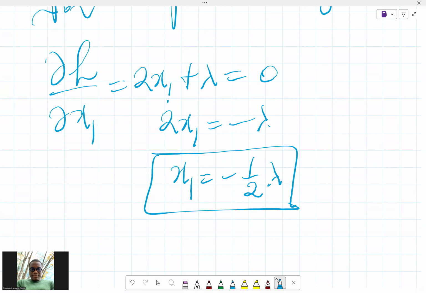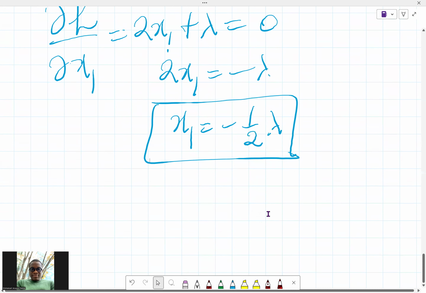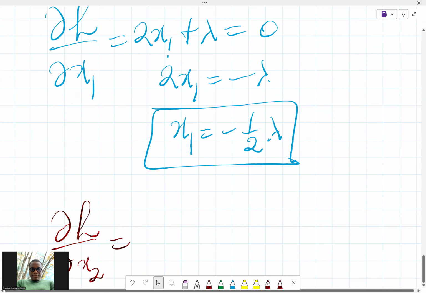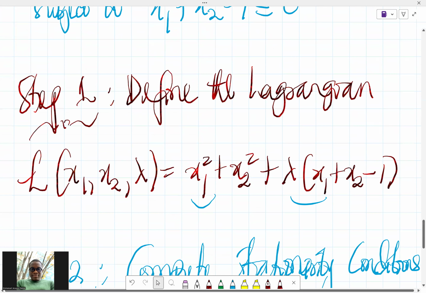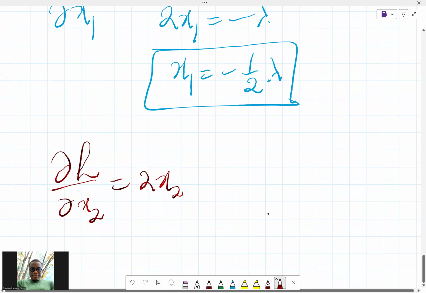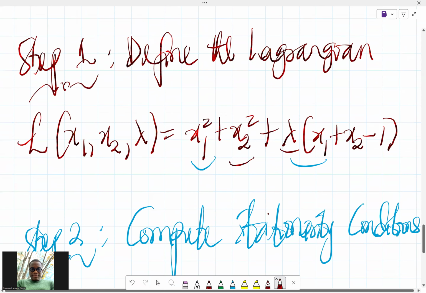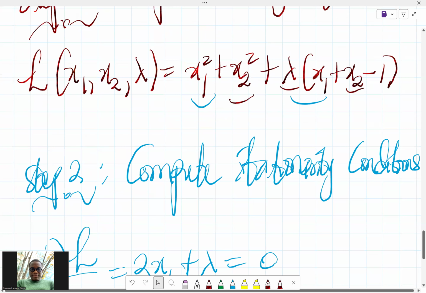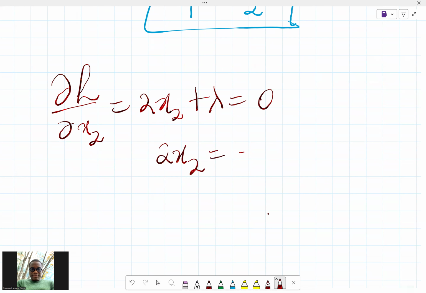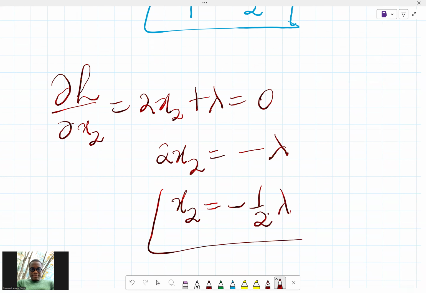Then, of course, we go for the next one, partial L, partial x2. We have x2 squared, which gives us 2x2 when we differentiate. And the other term is lambda times x2, so when you differentiate, you also get lambda. So we have plus lambda again equals 0. That means 2x2 is equal to minus lambda, and then x2 also is minus 1 over 2 lambda. So we have that settled.